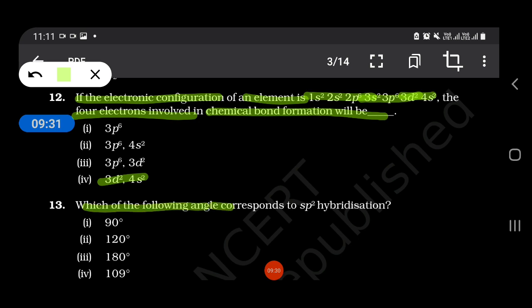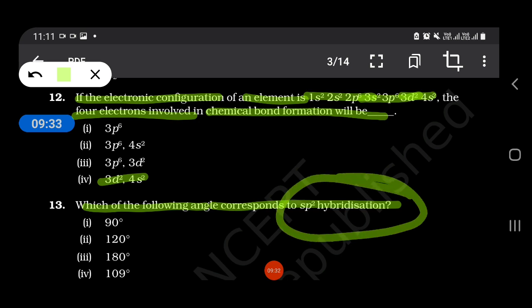Which of the following angles corresponds to sp2 hybridization? That is 120 degree.